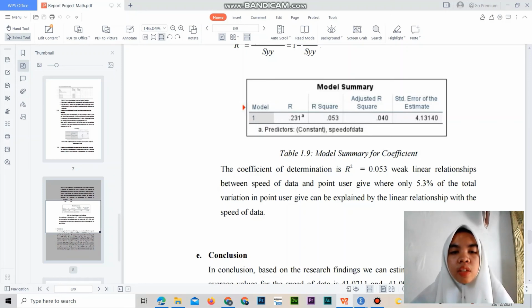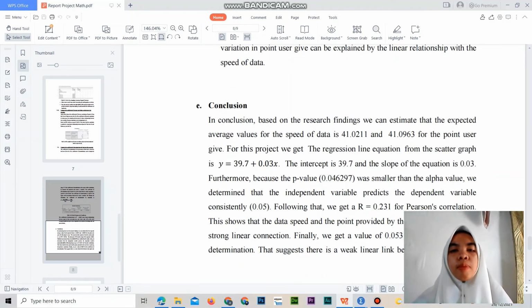So in conclusion, based on the research findings, we can estimate that the expected average value for the speed of data is 41.0211 and 41.0963 for the point user give. For this project, we get the regression line equation from the scatter graph as y equals 39.7 plus 0.03x. The intercept is 39.7 and the slope of the equation is 0.03.